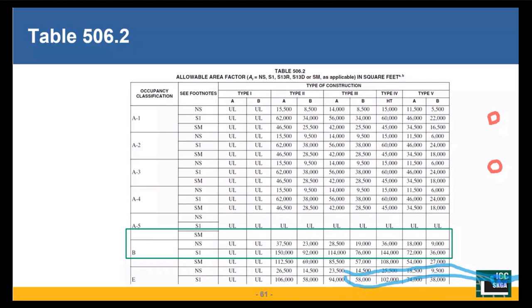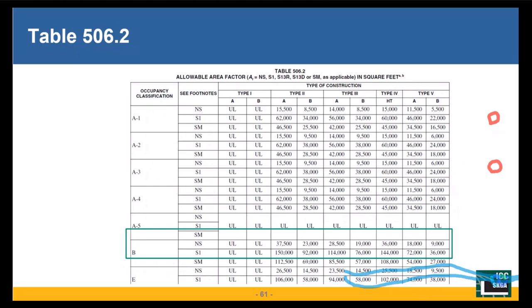Let's see, this screen highlight skipped a little bit. So let's take a look at B occupancy. A B occupancy, non-sprinklered, Type 2A, the allowable area is 37,500 if it's non-sprinklered. If it's sprinklered one story, the allowable area is 150,000 square feet.